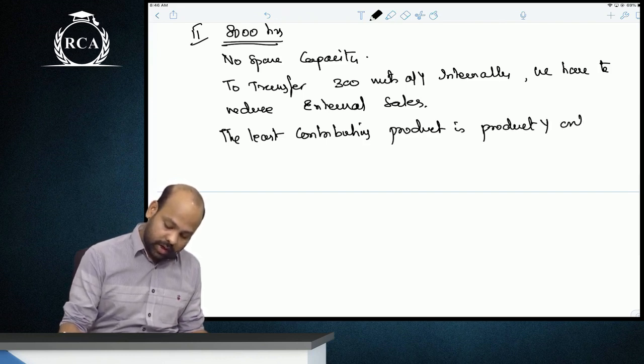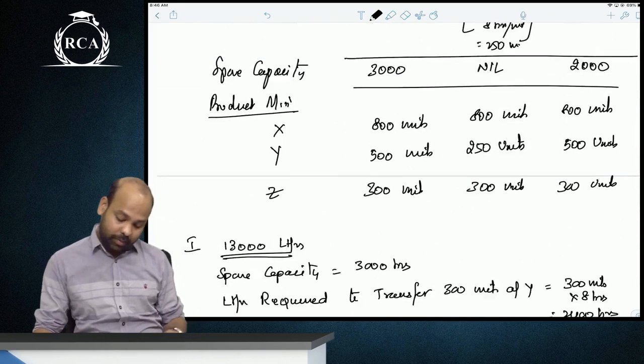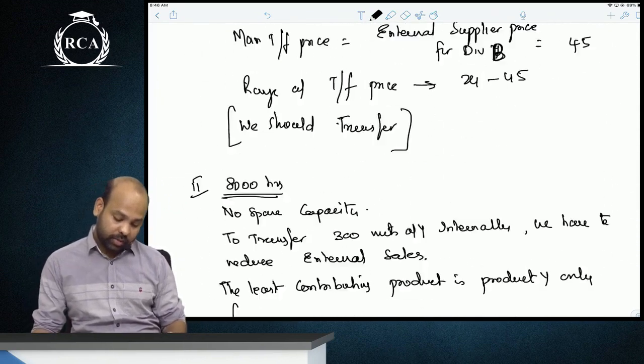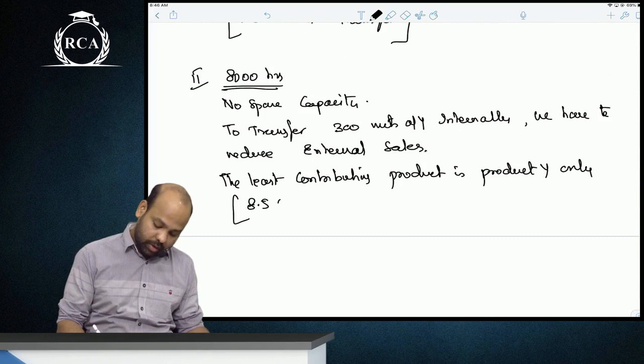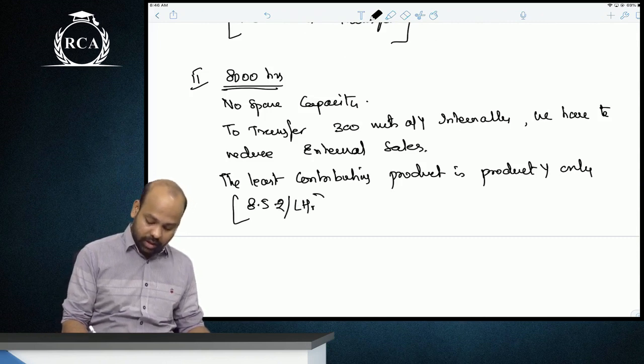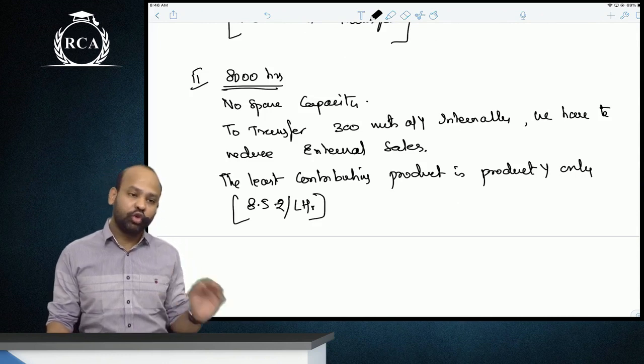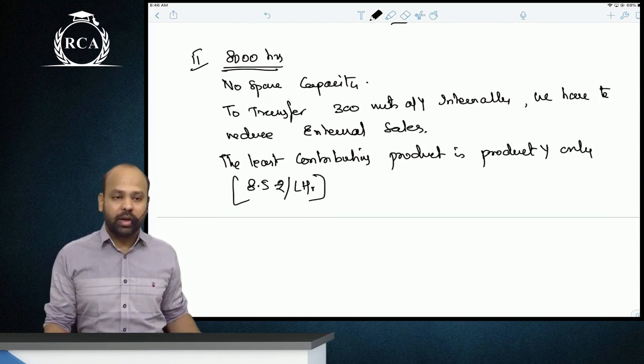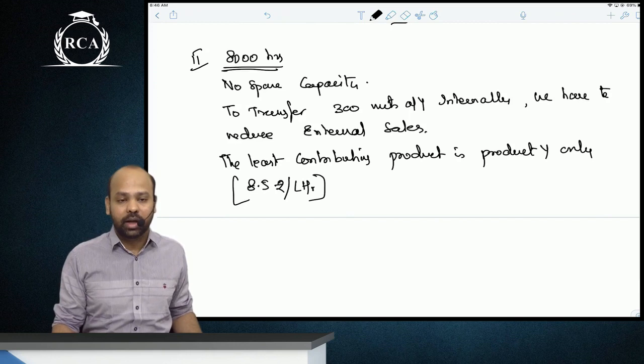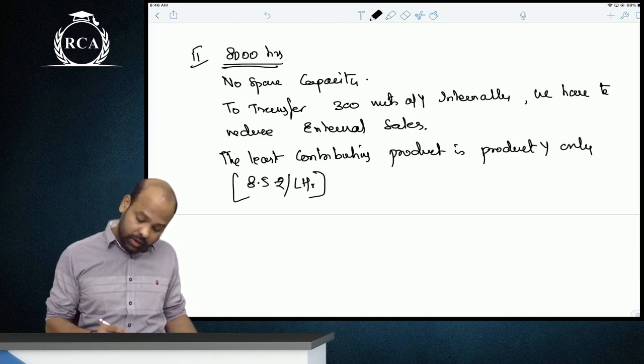Is product Y only, guys. It is contributing only 8.5 rupees per labor hour. It is not necessary, beta, that in every case it should be the same product that you have to transfer internally. Usually it is the other product. So yes beta, please be careful. Do not jump to conclusions like this.